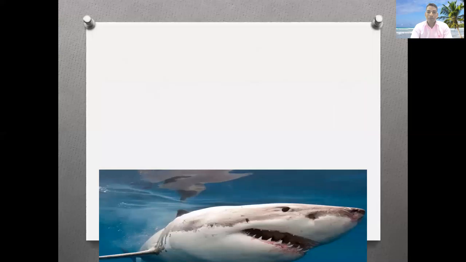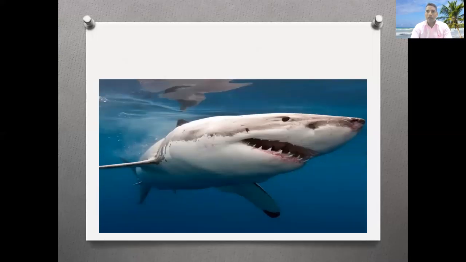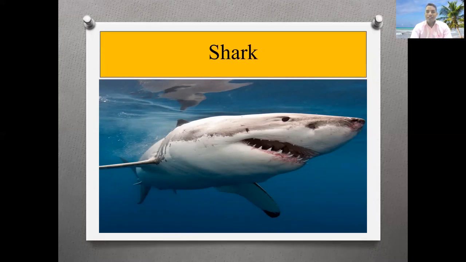Next, what picture is this? This is a very dangerous animal in the water, in the sea. So what is the name of this animal? Do you know? Yes, very good. This is shark. And this is very dangerous. If this animal finds any other small animals, it will eat them, and also humans.